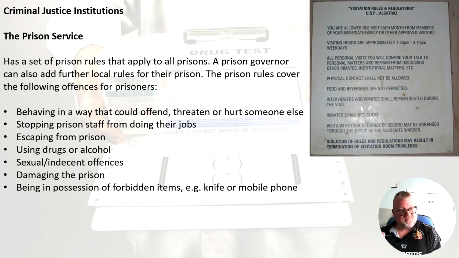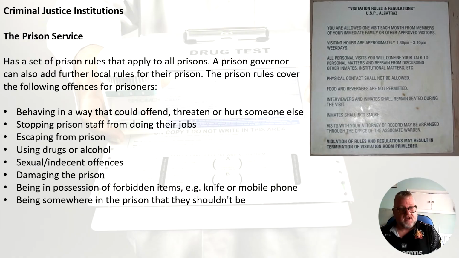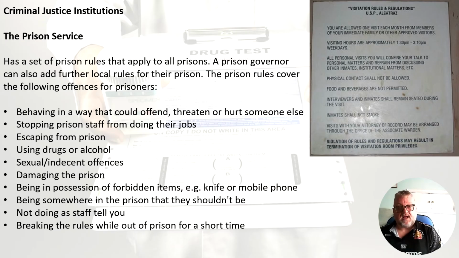They're not allowed to be in possession of forbidden items such as a mobile phone or a knife. They're not allowed to be somewhere in the prison where they shouldn't be. And they have to do as the staff tell them, not disobey. They're also not allowed to break the rules if they're out of prison for a short time, working or something. So all of those are rules that are in all of our prisons. If they break those rules, they will receive some form of sanction.